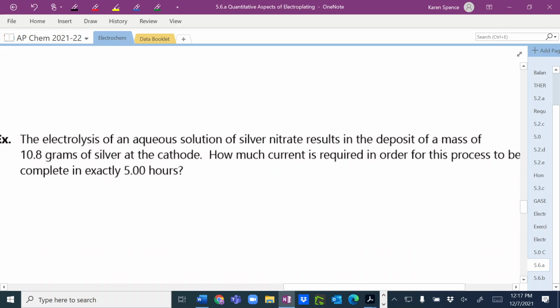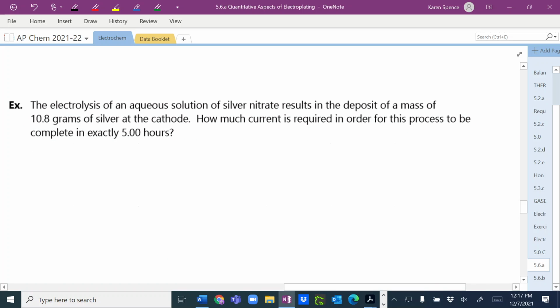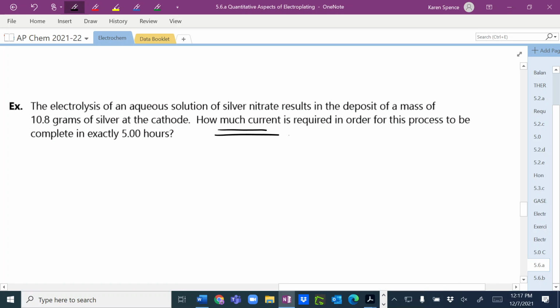Did we want to do the last one? The last one is a little bit different because it's going to ask how much current. How much current? So we want to know I, which is Q over T. And what do we know? We know 10.8 grams of silver. We know 5 hours. So do we know the time? Yes, we're just going to have to convert that into seconds.